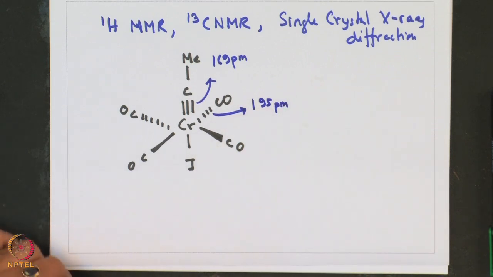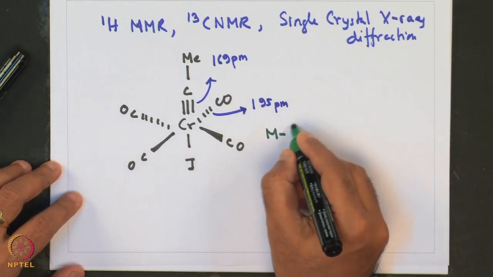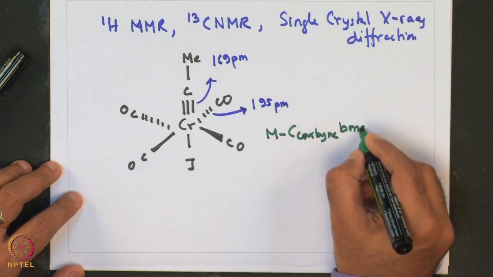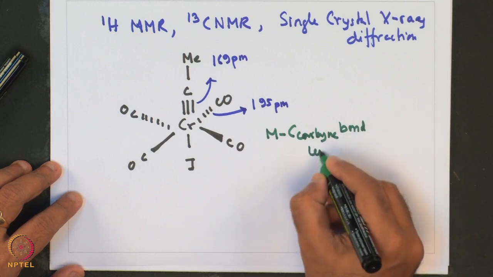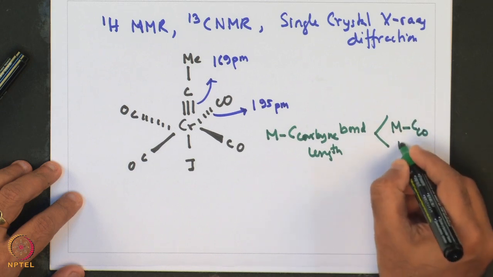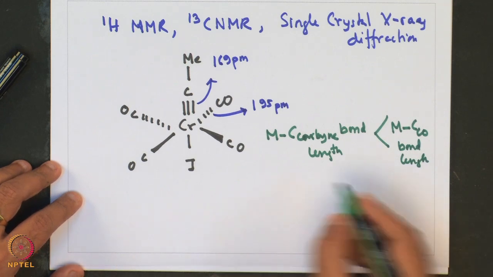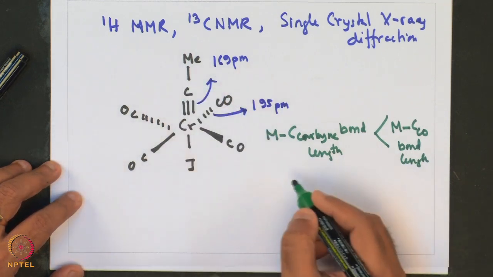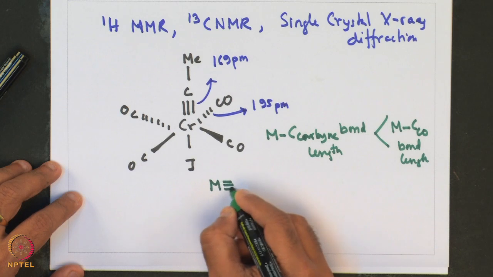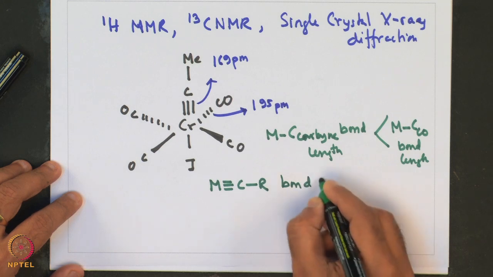So, what is striking over here is that the metal carbyne carbon bond length is shorter than the metal carbonyl carbon bond length. The other, which is the fallout of the sp hybridization of the carbon, is that the metal Cr C bond is nearly linear.